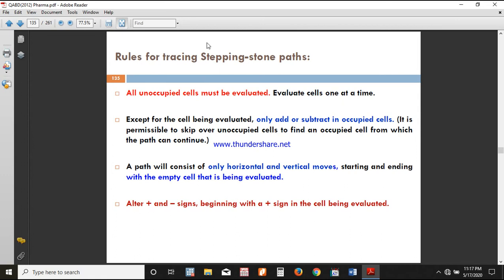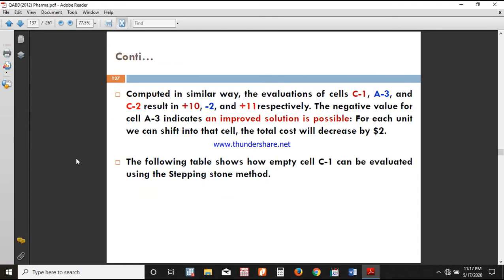These are some of the rules for tracing these stepping stone paths. All unoccupied cells must be evaluated, and except for the cell being evaluated, only add or subtract occupied cells. It is permissible to skip over unoccupied cells to find occupied cells from which the path can continue, and the path will consist of only horizontal and vertical moves, starting and ending with the empty cell being evaluated.